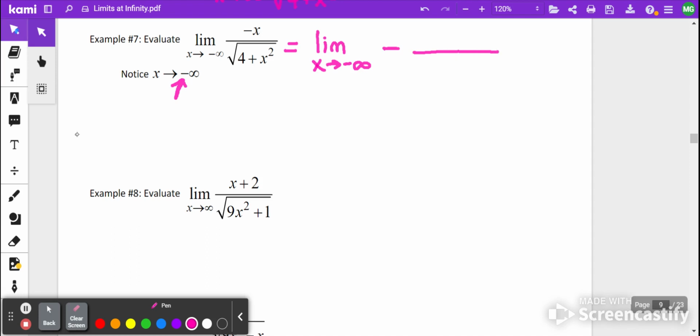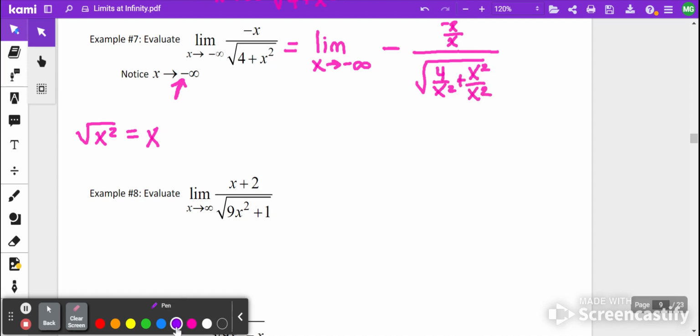So this is very much the same thing. Our denominator will be dividing by x squared. Our numerator will be dividing by the square root of x squared, which is still x. So it's going to look like this. Negative x over x. We're still going to have the square root of 4 over x squared plus x squared over x squared.